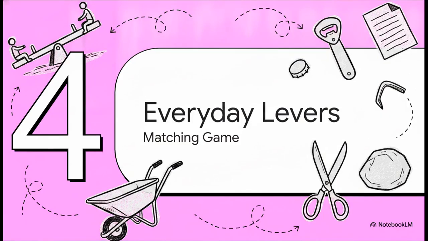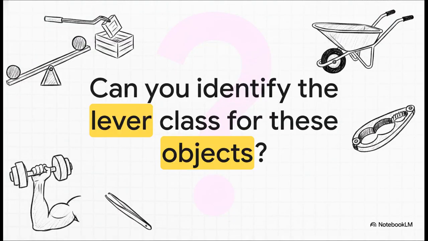Section 4. Identifying everyday levers. A matching game. Let's simulate some active recall right now to wake up our brains. We're going to look at a few everyday household objects, and I want you to try and mentally use that FLE 123 rule to figure out the lever class. You ready? Let's do it.